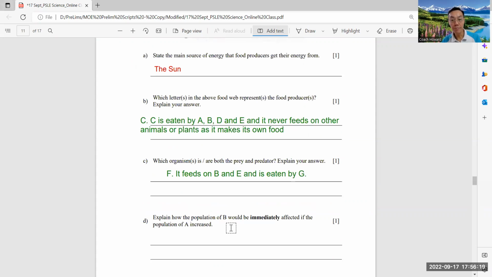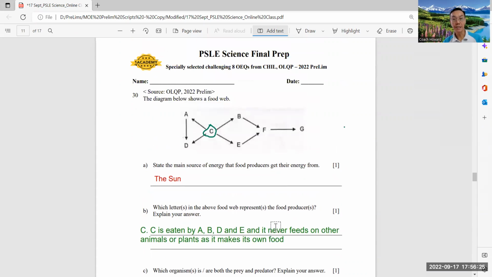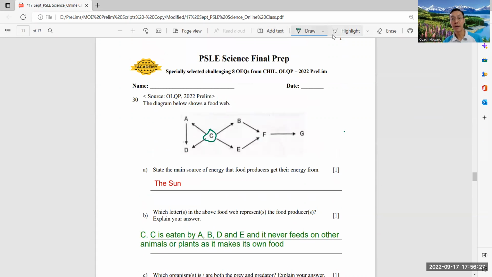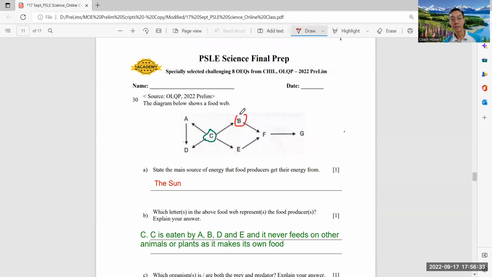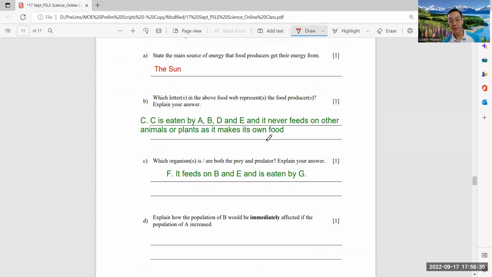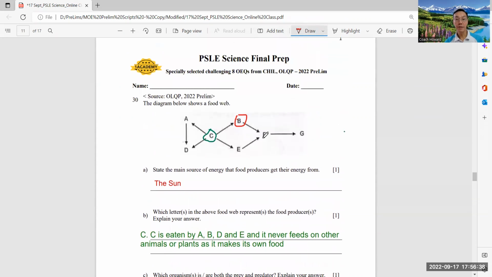Explain how the population of B would be immediately affected. I put in the words would be immediately affected if population A increases. So again, you look at this part. How would this B be affected if the population of A increases? If A goes up, you follow the shortest path.